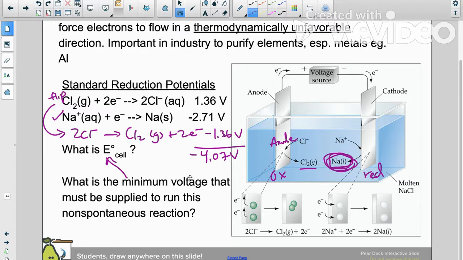So that minimum voltage here is the E cell. Okay, so got to put in at least 4.07 volts to drive this reaction. And in reality, you're going to have to probably put in quite a bit more because there are other things that we need to do, like there's some activation energy that we need to supply for this reaction to happen. So this is just a minimum voltage here.